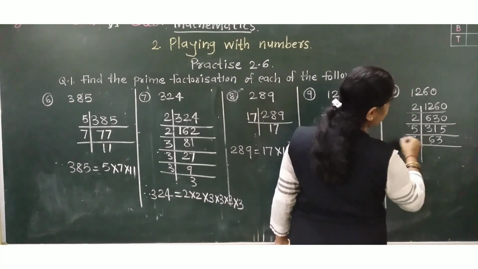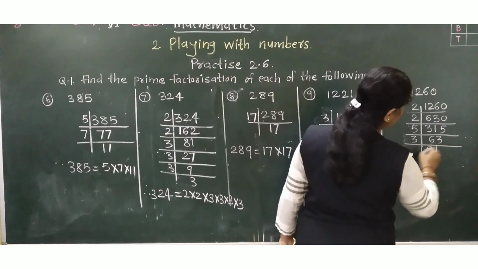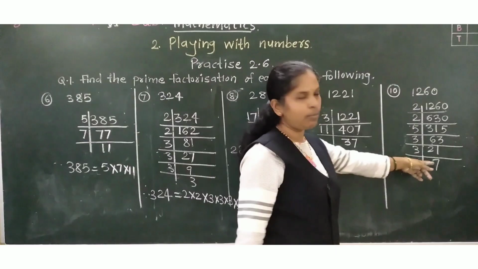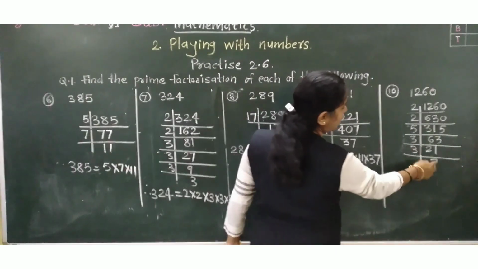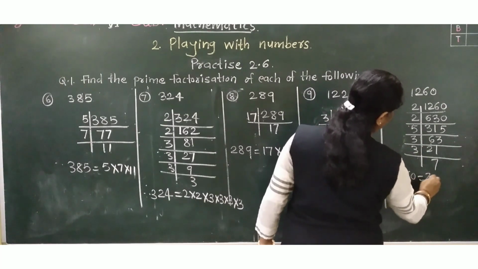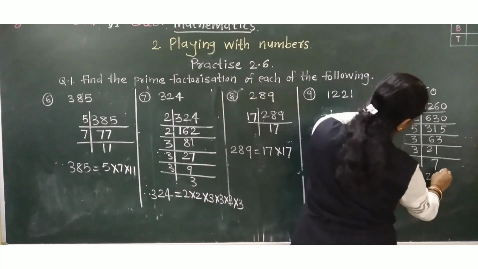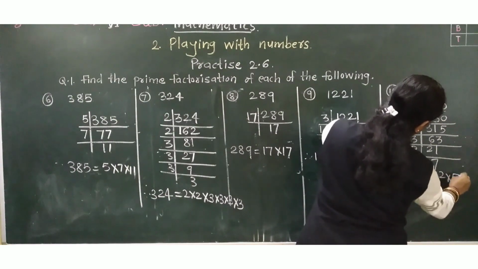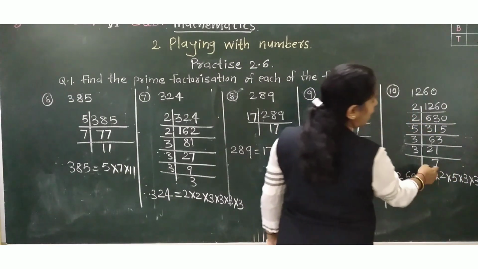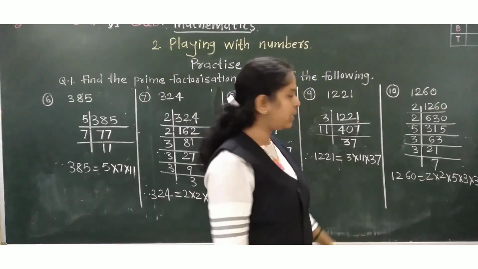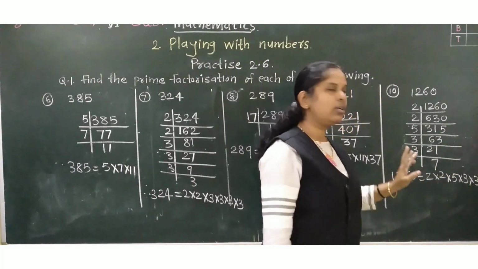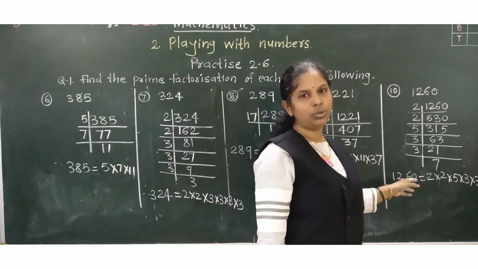Next, divisible by 3. 3 2s are 6, 3 1s are 3, 3 7s are 21. See, we got the prime number. So what is the prime factorization of this? 2 into 2 into 5 into 3 into 3 into, this last prime factor also we have to take, that is 7. If you do multiplication and find out, you will get the answer 1260.